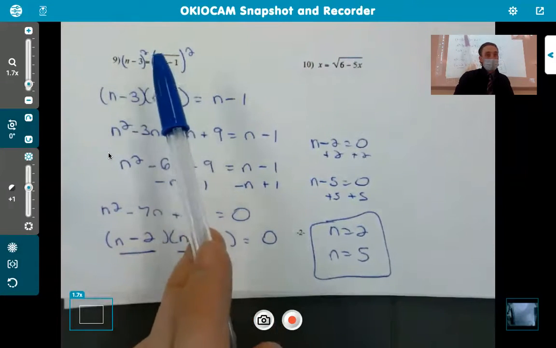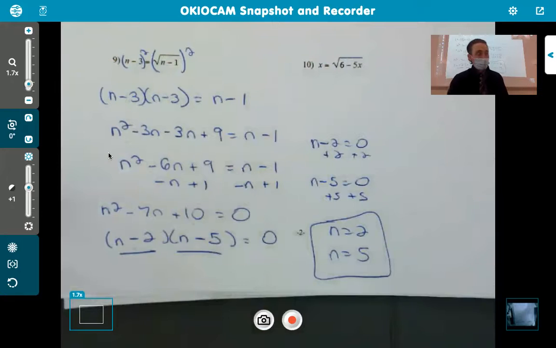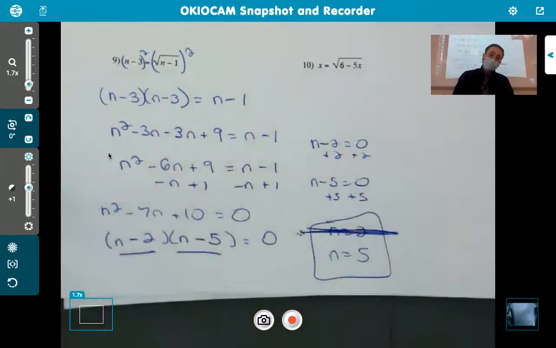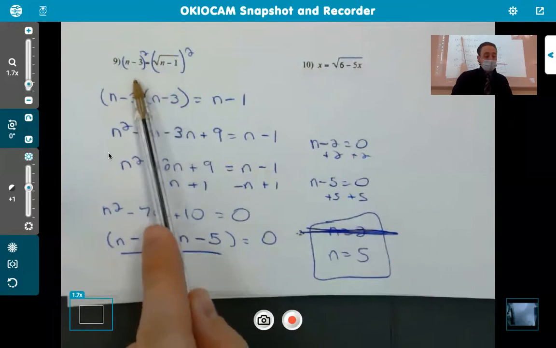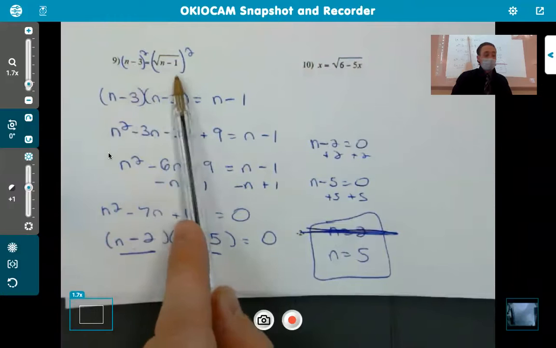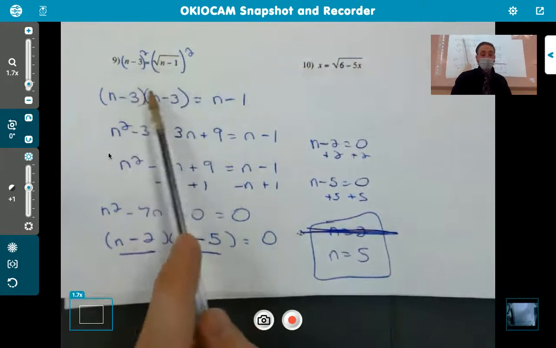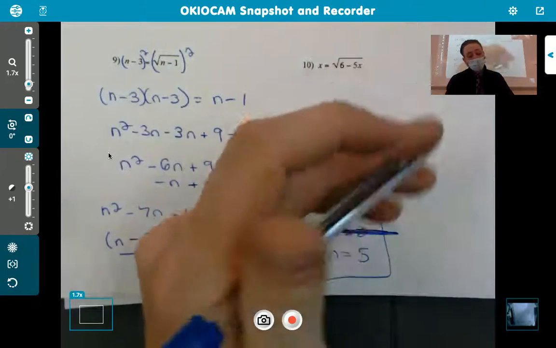Is that ever the case? No, right? They're 2 different numbers. So n equals 2 is not one of my solutions. If I plug in 5, 5 minus 3 is 2. 5 minus 1 is 4. Square root of 4 is 2. So I have 2 equals 2. So 5 is really my only solution.